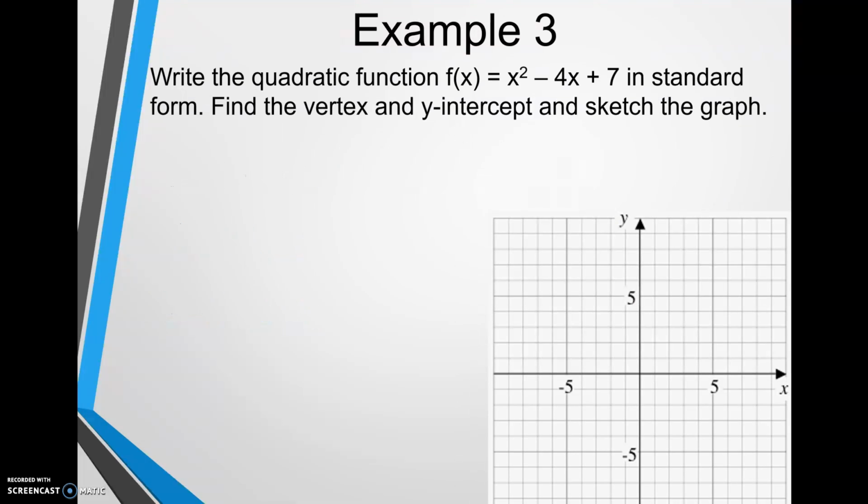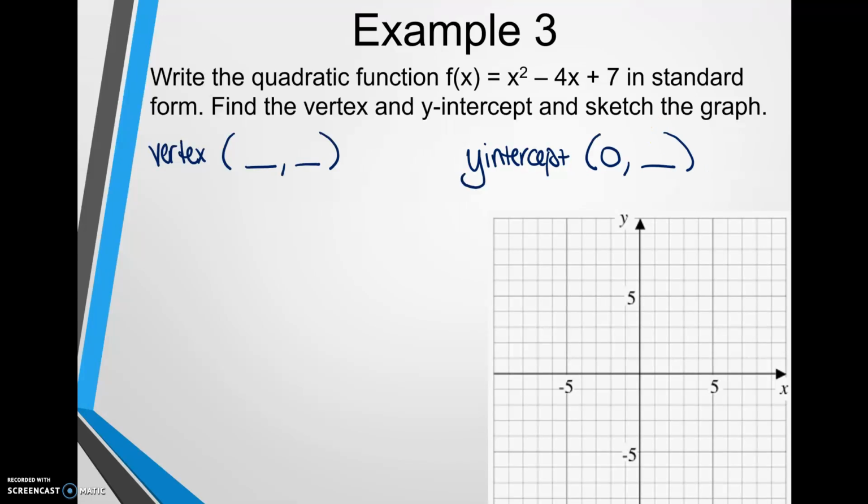This one says write the quadratic function in standard form. They want you to complete the square and get this back to what we know as vertex form. Guess what? We're not going to do that because there's an easier way with less work. We still need to find the vertex. We still need to find the y-intercept. We know the y-intercept is 0, comma something.